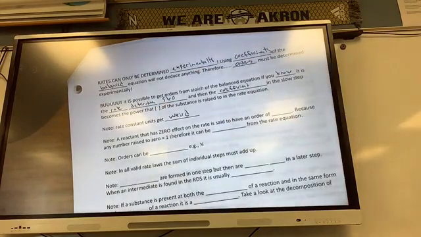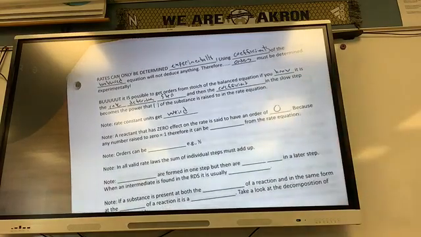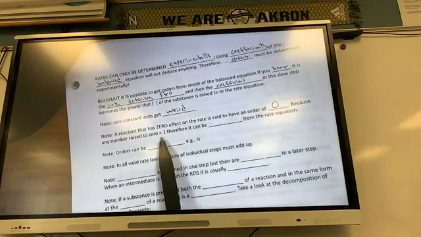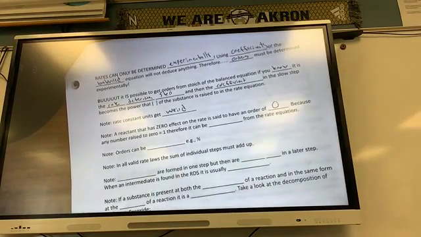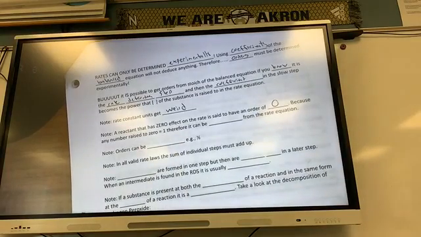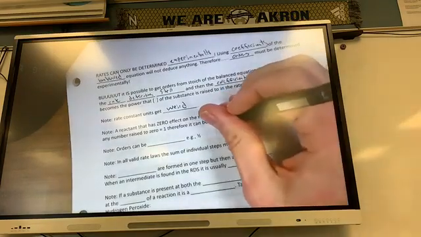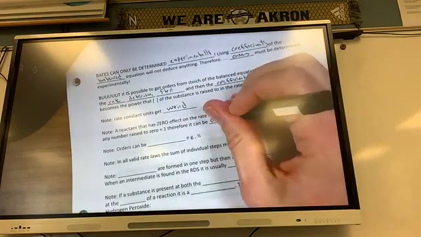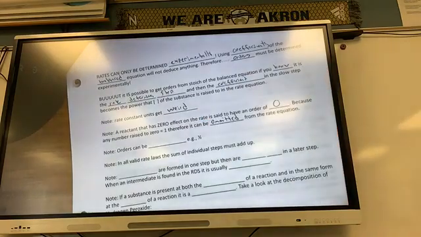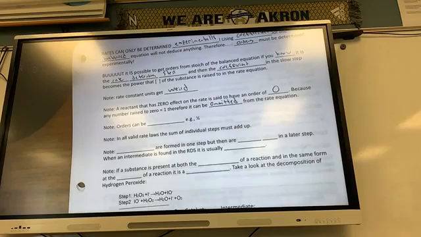A reactant that has a 0 effect on the rate is said to have an order of what? 0. Good job. Because any number raised to 0 is what? 1. So if you're raising something to the power of 1, are you changing it? No. So therefore, it can be omitted. O-M-I-T. Whatever you guys want to write, as long as you know what it means. Okay. Omitted from the rate equation.